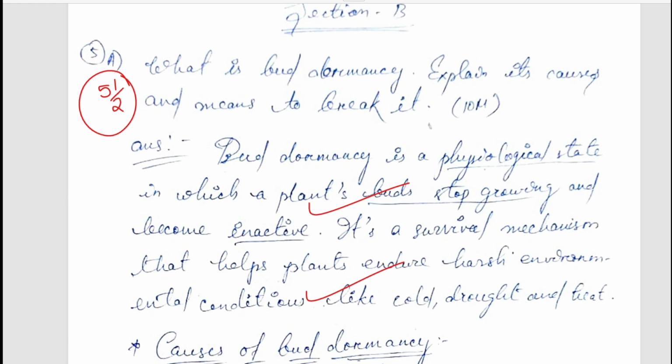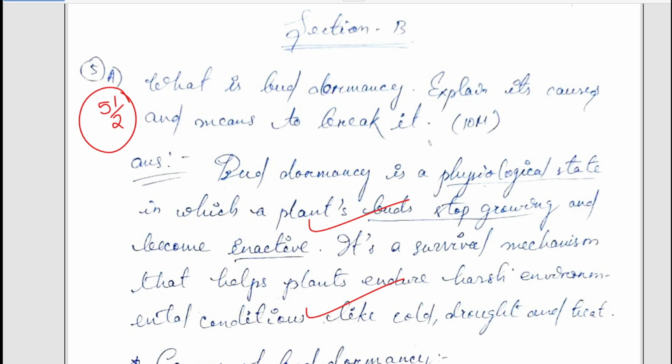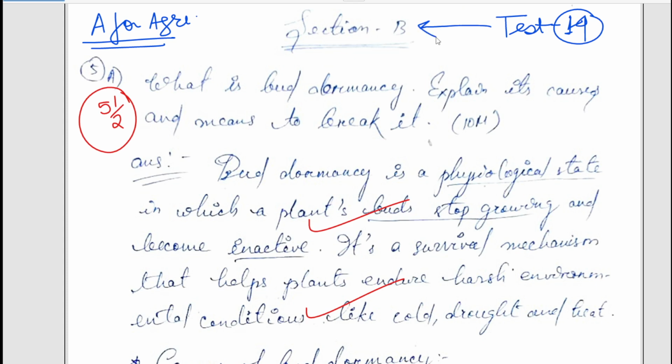So today we are going to discuss the next copy of our Aspire for Agriculture test series, and today we are going to discuss section B of test 14. We have already discussed section A of test 14, and in today's video we will be discussing section B of test 14, and this test 14 was the last test of this Aspire for Agriculture test series. So we will see what were the questions asked and how the student has approached the answers.